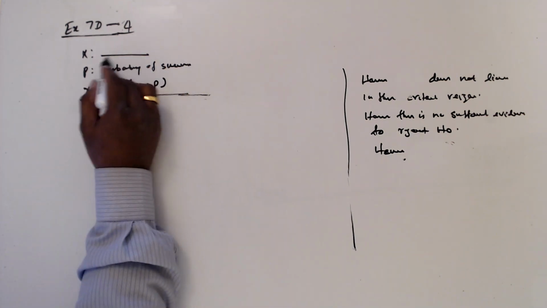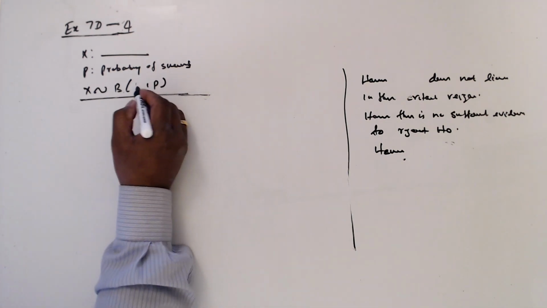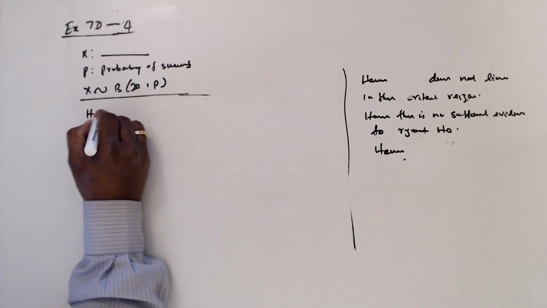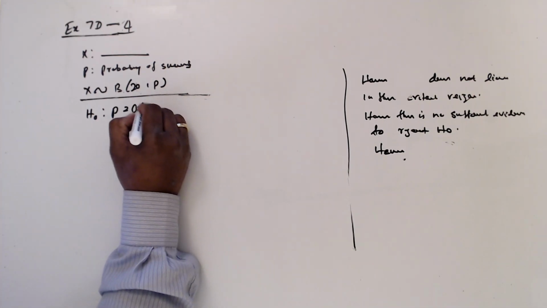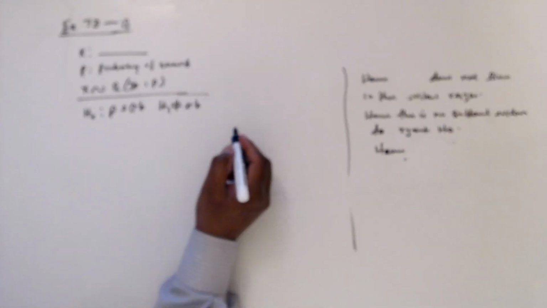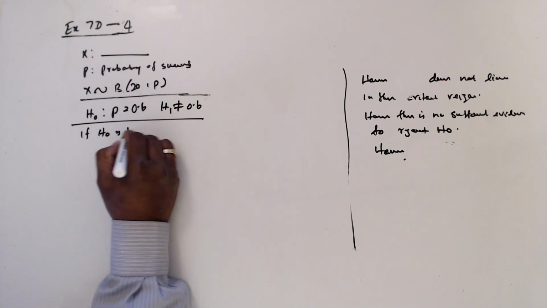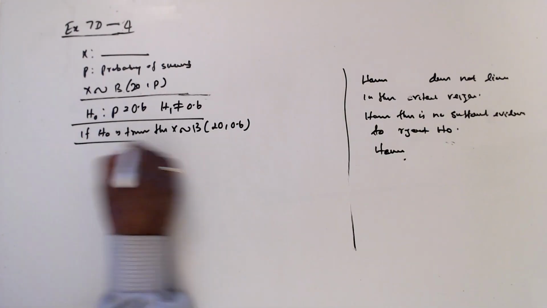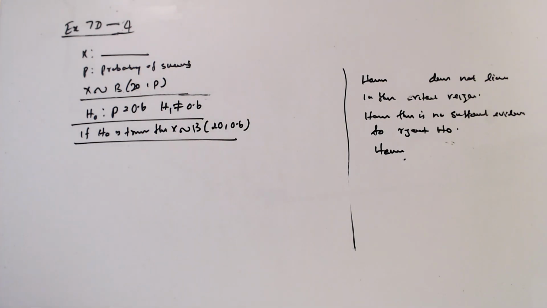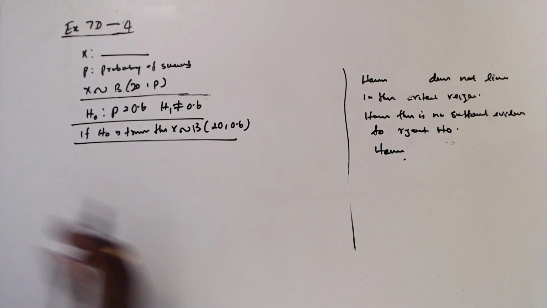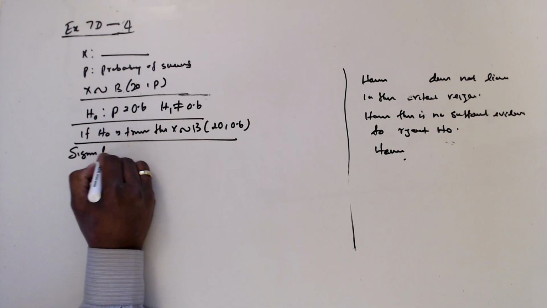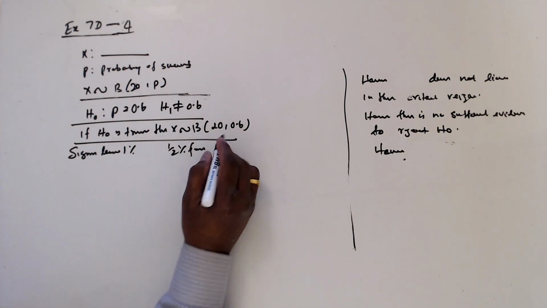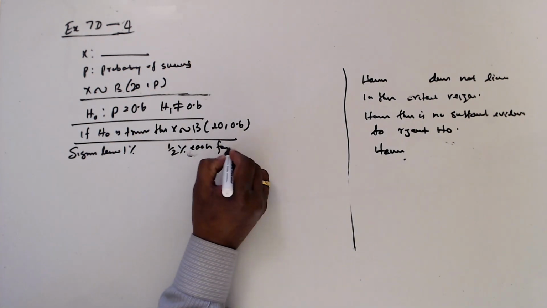Question number 4. P is the probability of success, and X follows binomial B(20, p), and H naught is given P equal 0.6. So H1 is P not equal to 0.6. So if H naught is true, then X should follow binomial B(20, 0.6). The significance level is given as 1%, which means half a percent each for both tails.